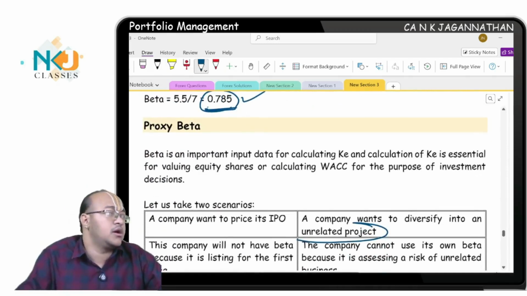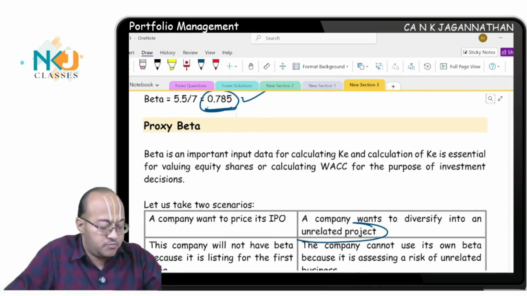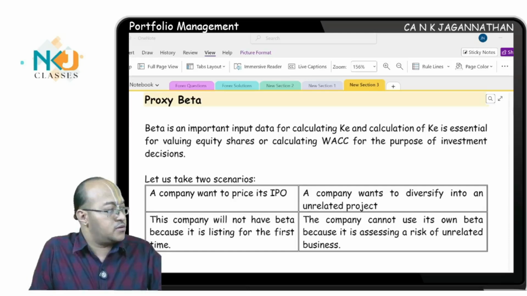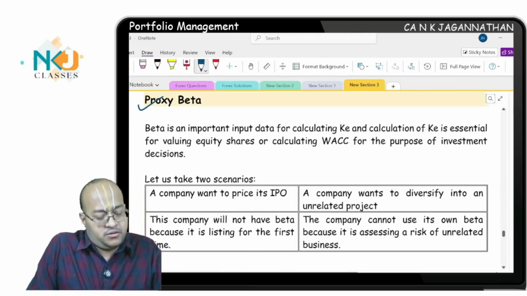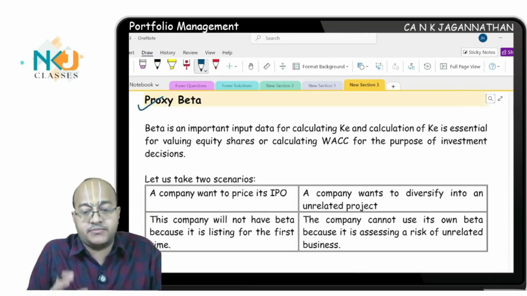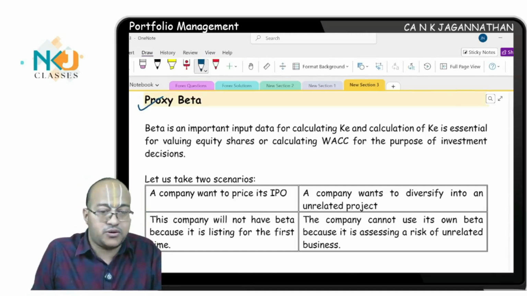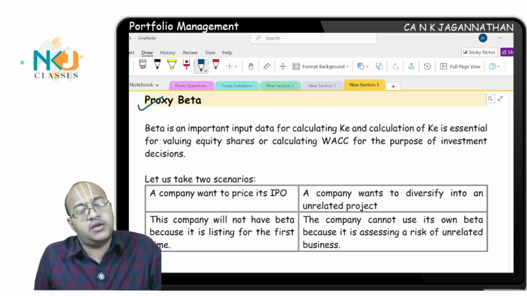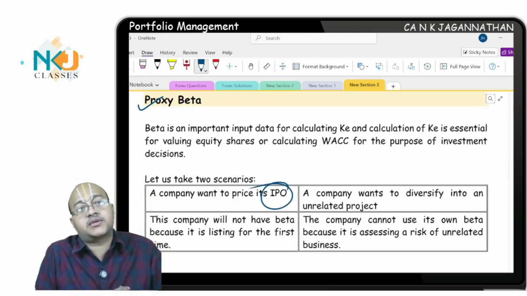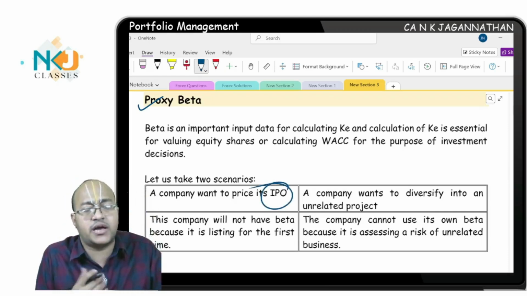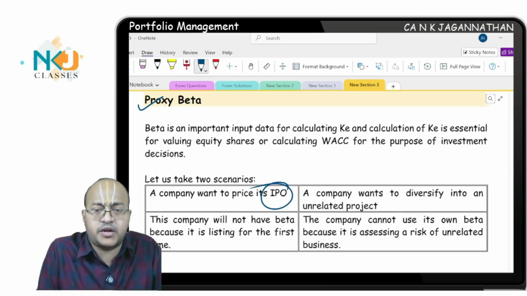Shall we move on? We will move on to the next topic, that is portfolio beta, proxy beta. So, what do you mean by proxy beta? Understand, not all companies have a beta of their own. Why? Because, assume a company is going for an IPO. It is not yet listed, going for an IPO. In this case also it will not have a beta of its own.